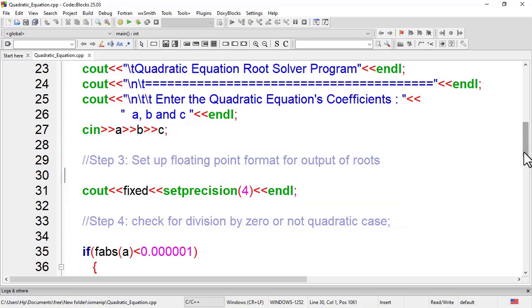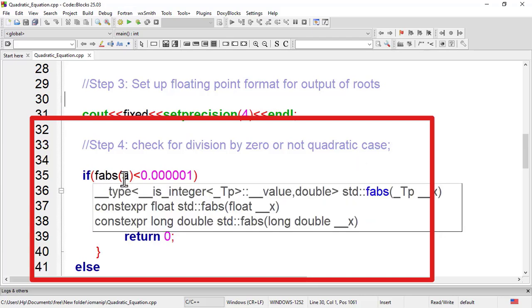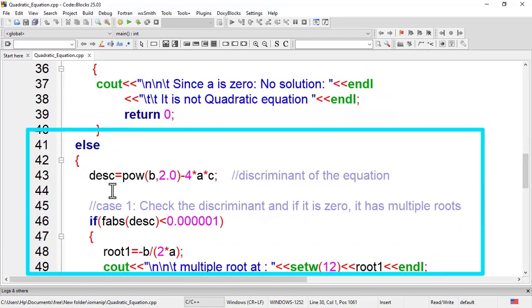Step 4, check for division by 0 or not. In the quadratic case, we check whether the value of a is 0 or not. If fabs of a is less than 0.000001, that is, if the value of a is very close to 0, that is 0. Since a is 0, there is no solution, as it is not a quadratic equation. Else, the discriminant is pow(b, 2.0) minus 4 times a times c. That is, the discriminant is equal to b squared minus 4ac.